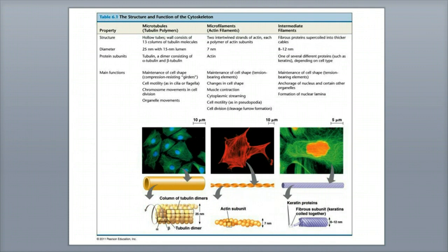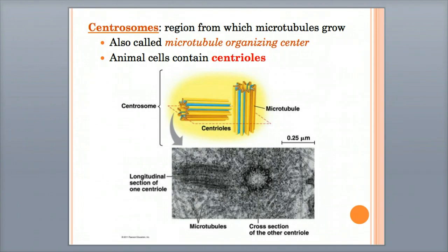Another thing you need to know about the cytoskeleton is something called centrosomes. The centrosomes are a region where microtubules grow. So when we talk about these microtubules, or these giant pipes or tubes, the centrosomes are where they grow. It's also called the microtubule organizing center, or MTOC. Okay? Animal cells also contain something called centrioles. We'll get to that later. Just know centrosomes. That's where the cytoskeleton microtubules come from.